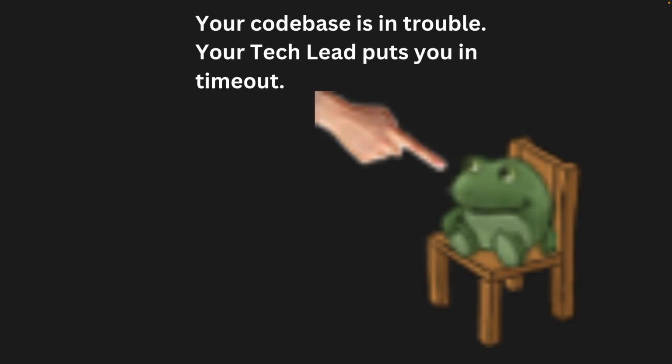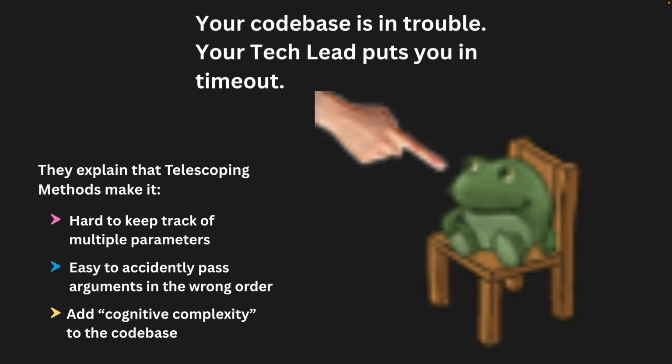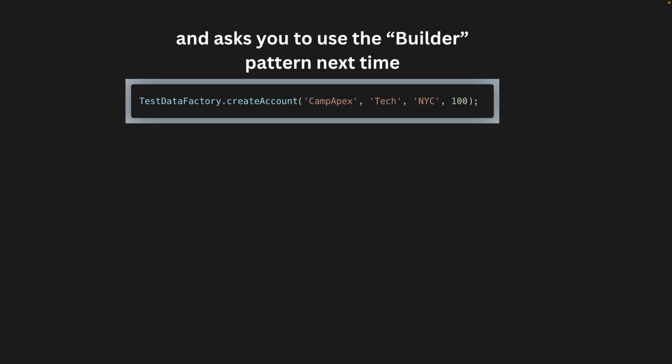Your code base is in trouble, your tech lead puts you in timeout, and they explain to you that telescoping methods, like the ones we saw, make it hard to keep track of multiple parameters. It's easy to accidentally pass arguments in the wrong order. I'm guilty of it. I've done it plenty of times. And they add this thing called cognitive complexity to the code base, meaning that as I'm writing code, I have to pause and think very explicitly about how to call something and remember something very specific about the code instead of it being very intentional or obvious to someone reading or writing code. So your tech lead asks you to use the builder pattern next time.